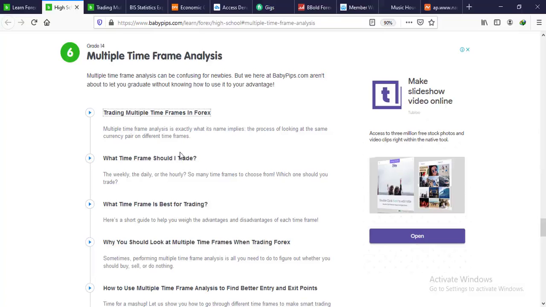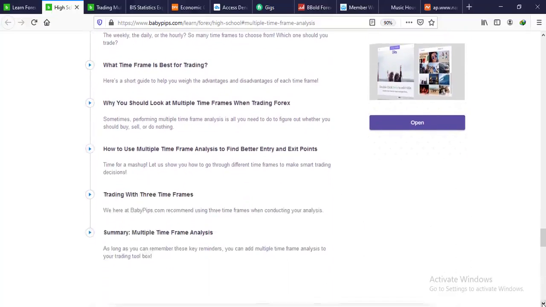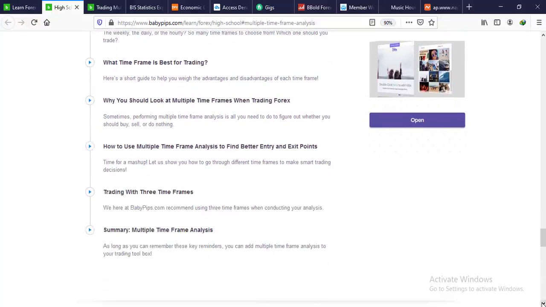The first one is trading multiple time frames in forex. Secondly, what time frames should I trade? What time frame is better for trading? Why you should look at multiple time frames when trading forex, how to use multiple time frame analysis to find better entries and exit points, and then trading with 3 time frames, and lastly, summary, multiple time frame analysis.